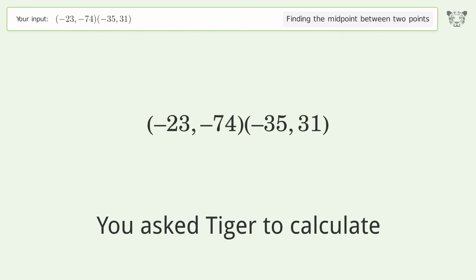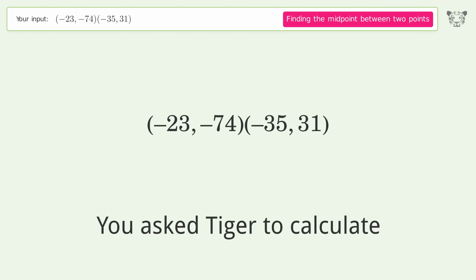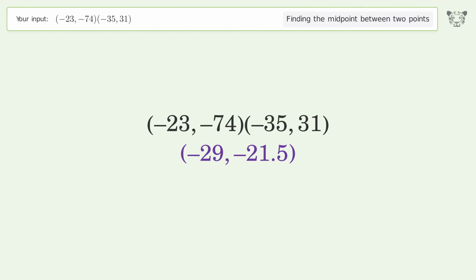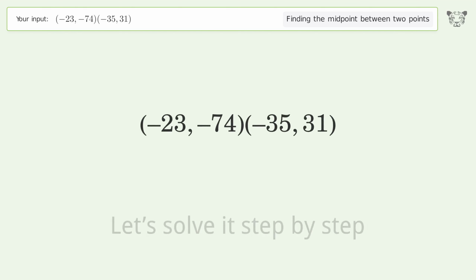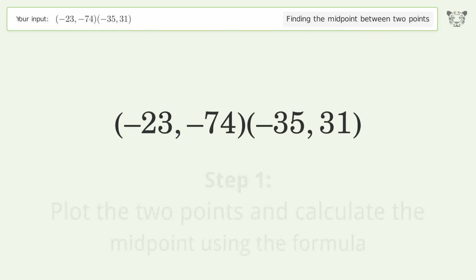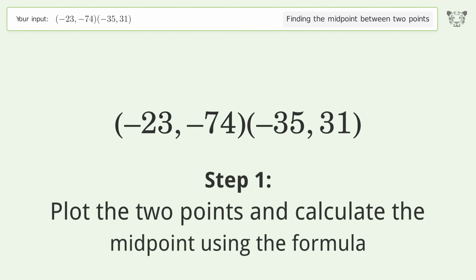You ask Tiger to calculate. This deals with finding the midpoint between 2 points. The midpoint between the 2 points is -29, -21.5. Let's solve it step by step. Plot the 2 points and calculate the midpoint using the formula.